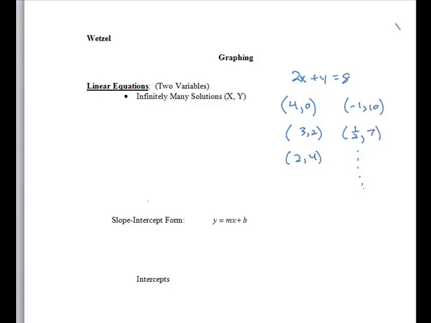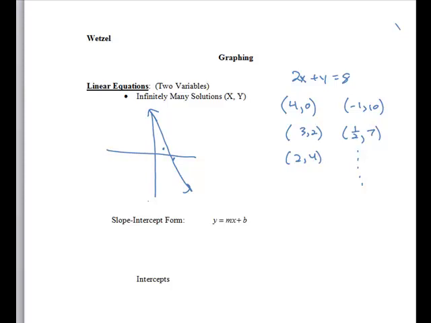So what we do is we graph the equation. It's going to graph a line, hence a linear equation. A line is made up of infinitely many points. Every point on the line will be a solution to the equation. Likewise, every solution to the equation will be a point on the line. So one method to graph a line is to just begin plotting points. For instance, the point (4, 0), the point (3, 2), the point (1/2, 7), and so forth. All the points should fall in a straight line, hence sketching the line of that equation.